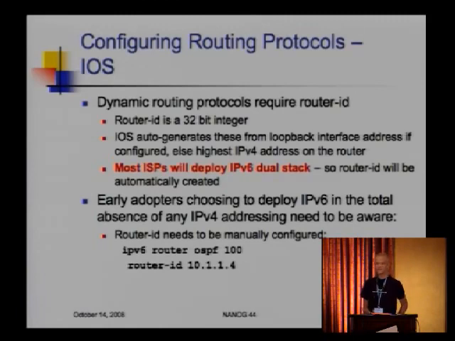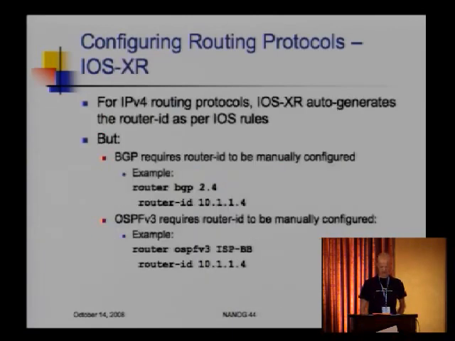Some people will manually configure the router ID because that's their operational policy or practice for doing so. So in that case, you just specify the router ID command as I show in the example there. In XR, for v4 routing protocols, XR will automatically generate the router ID. But BGP requires it to be manually configured, so there's one example. For example, router BGP, I've used the extended AS example here, the 32-bit AS example, putting in a router ID manually like that.